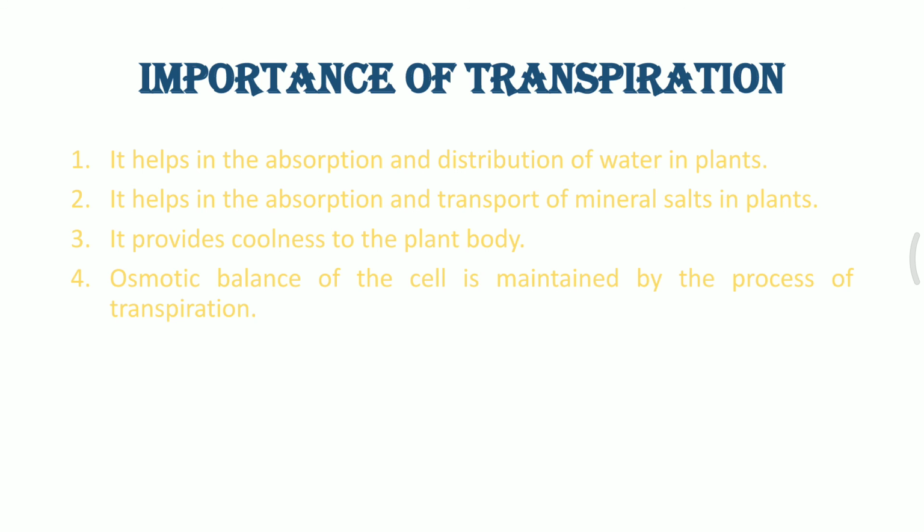Transpiration helps in the absorption and distribution of water in the plants. It also helps in absorption and transport of mineral salts in the plants, because mineral salts are solid particles and they cannot move without any help of water. So for the movement, they require the presence of this water. It also provides coolness to the plant body. Yes, the cooling effect in the plants is because of water loss, and that's why even on sunny days when you sit near the plant, you do not feel much hot, and it is because of the cooling effect shown by the plants. Osmotic balance of the cell is also maintained by the process of transpiration.